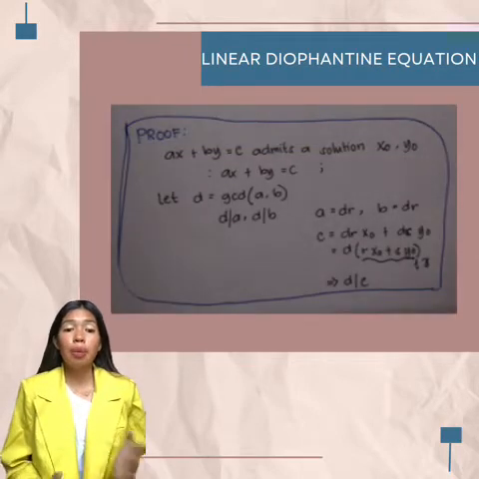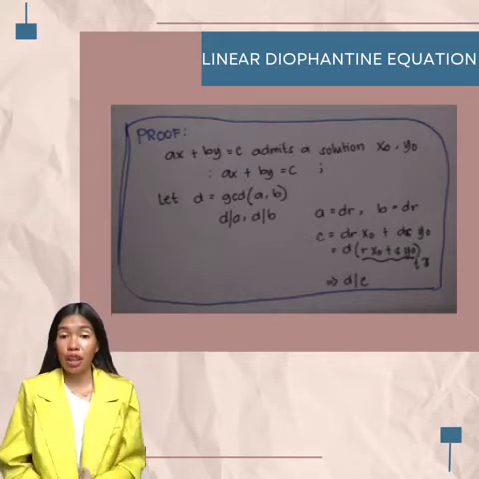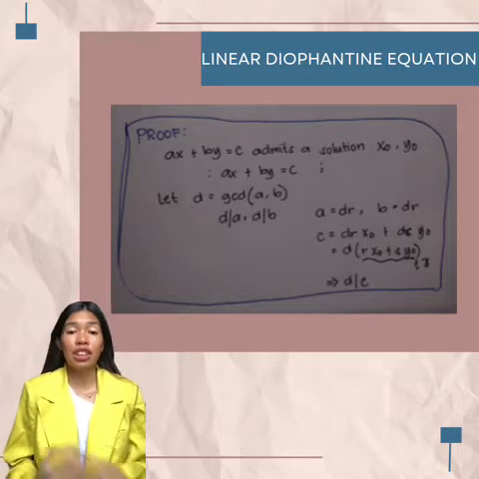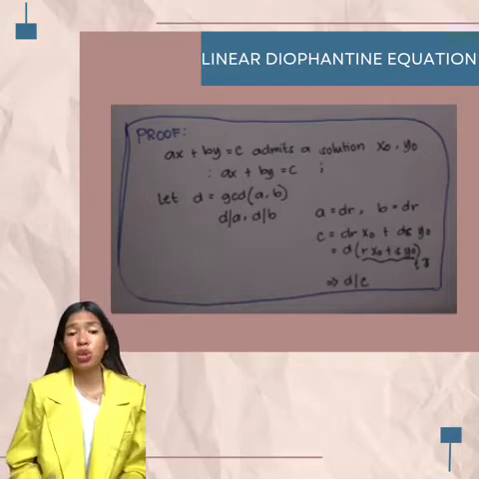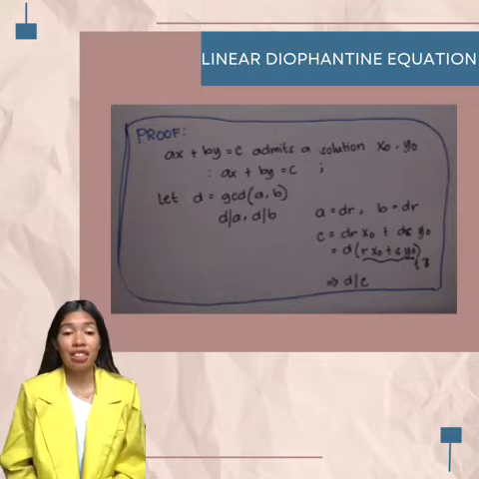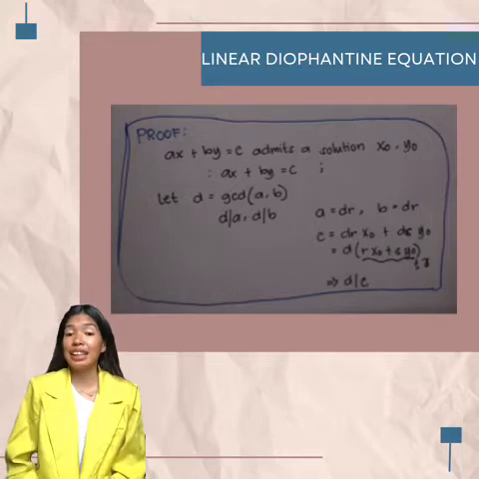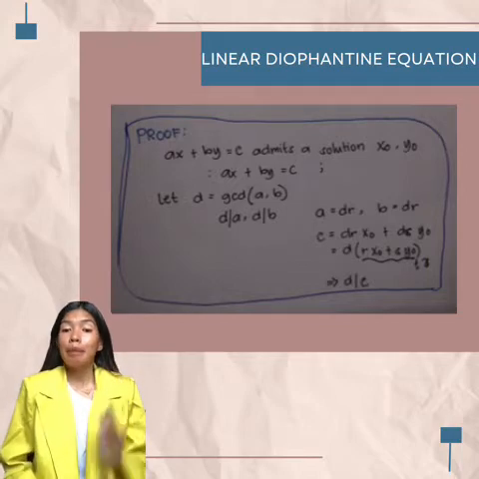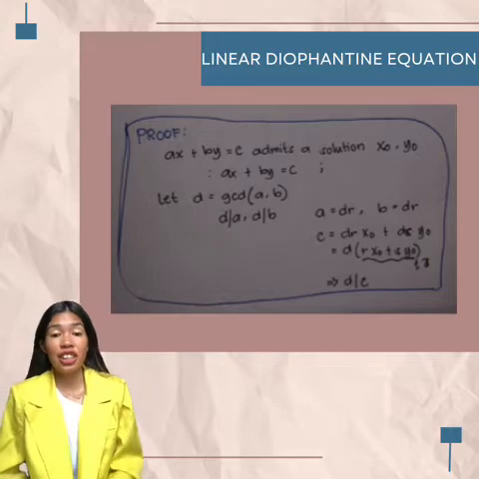So now in the proof, first I want to go for this if and only if implication. Let me assume that ax plus by equals c admits a solution, so let's consider the solution x naught and y naught. So suppose that these are the solution. This means ax naught plus by naught equals c. So we need to prove that D must divide C, and what is D? We already know what D is, the GCD of A and B.